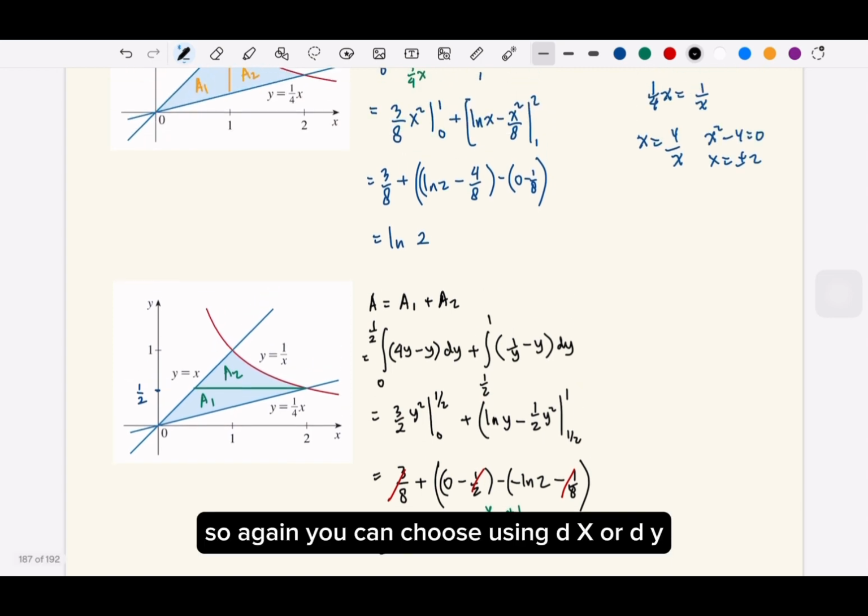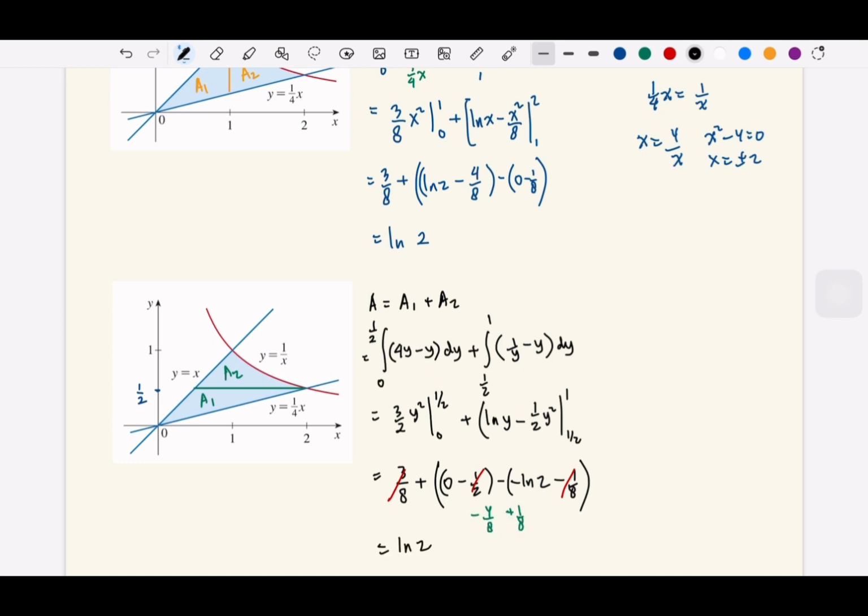So again, you can choose using dx or dy. Okay. For some cases, both are okay. Zoom out.